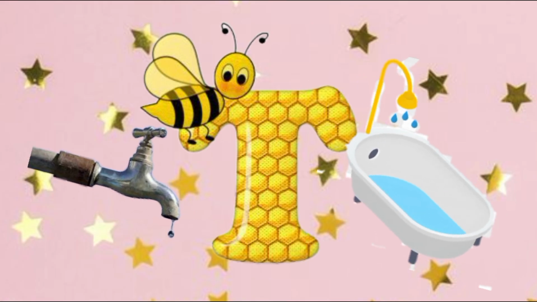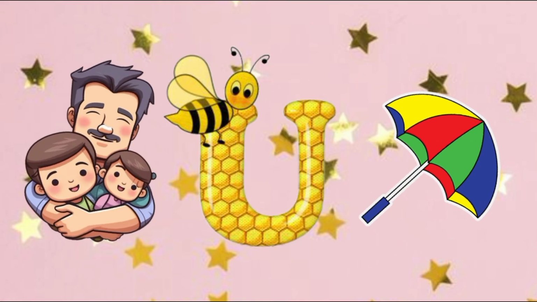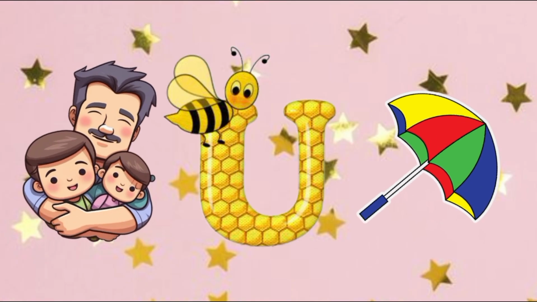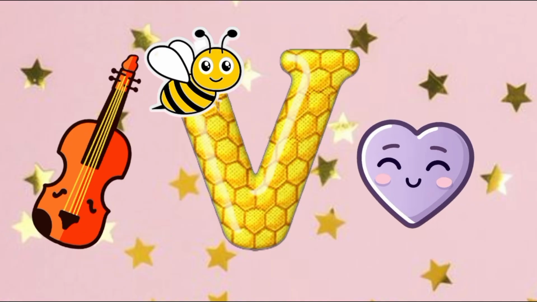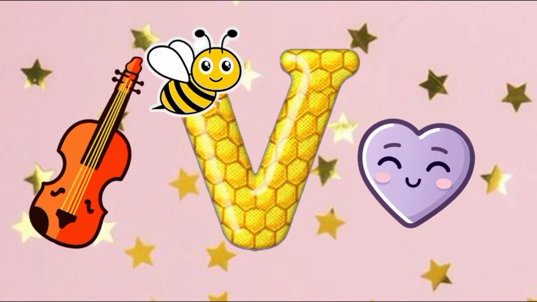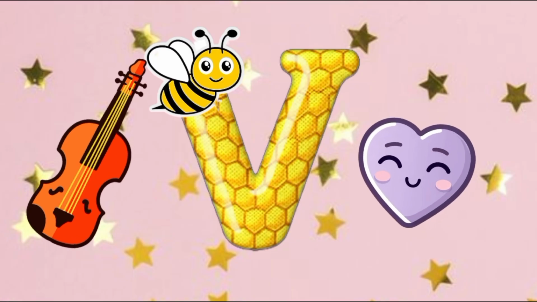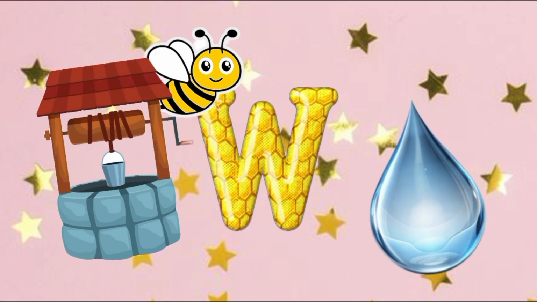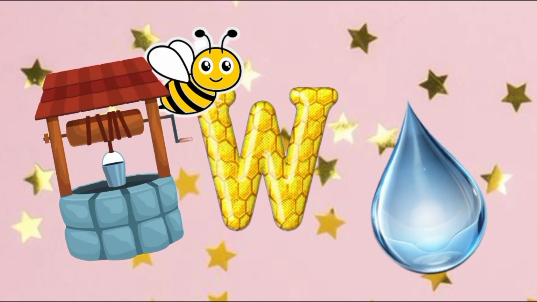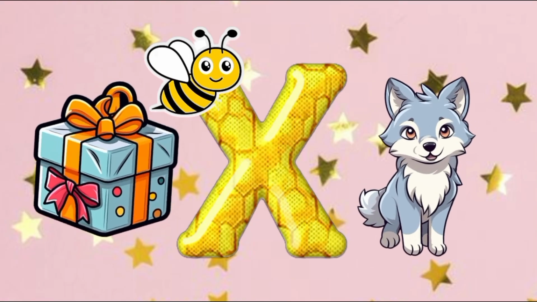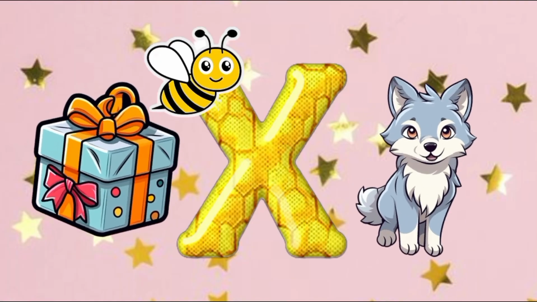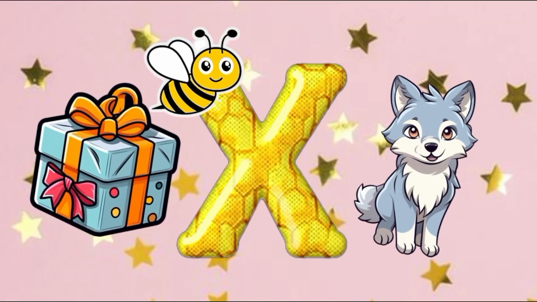U for uncle, U for umbrella. V for violin, V for violet. W for well and W for water. X for box, X for fox. Y for yacht.